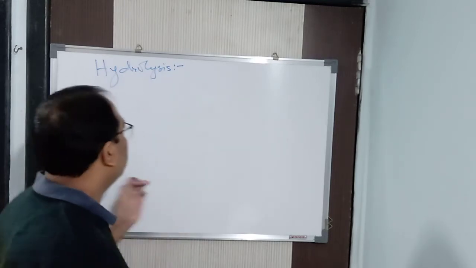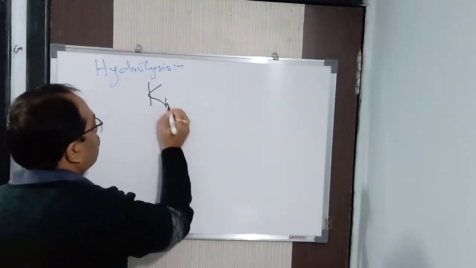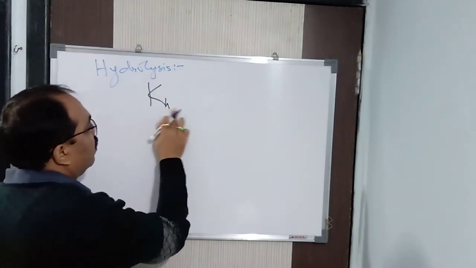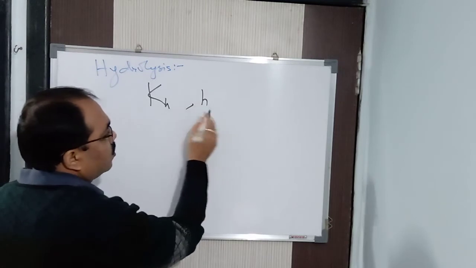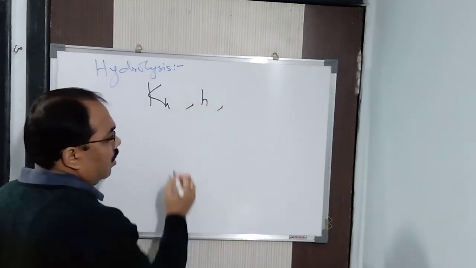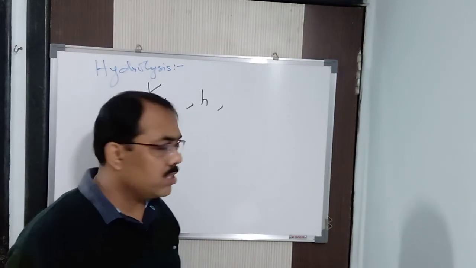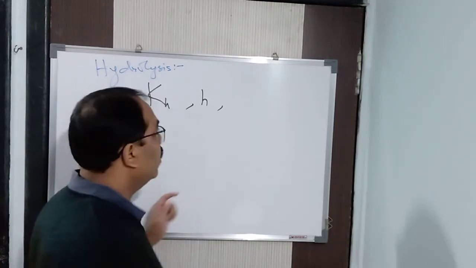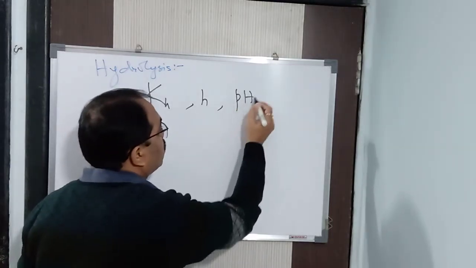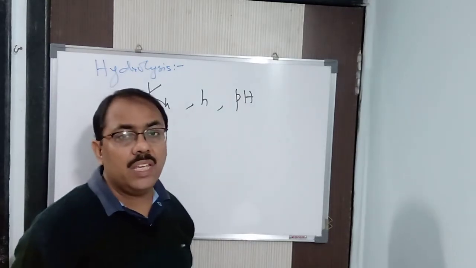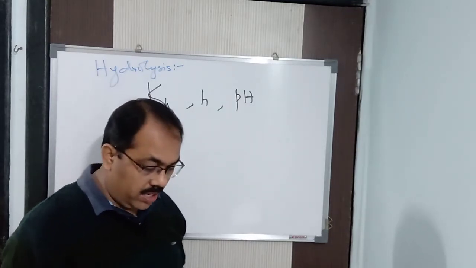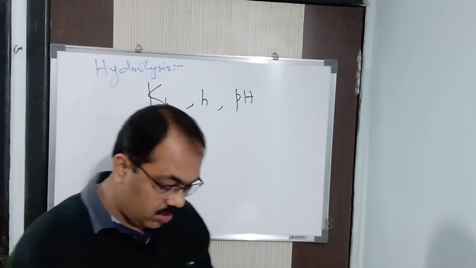When we write KH, we need to write it in this way. This is your KH, the hydrolysis constant. Then I say small h. This is your degree of hydrolysis. Like we have the degree of ionization alpha, or degree of dissociation alpha, similarly your degree of hydrolysis is small h. And next we have the pH, which you know. What is pH? Negative logarithm of hydrogen ion concentration.